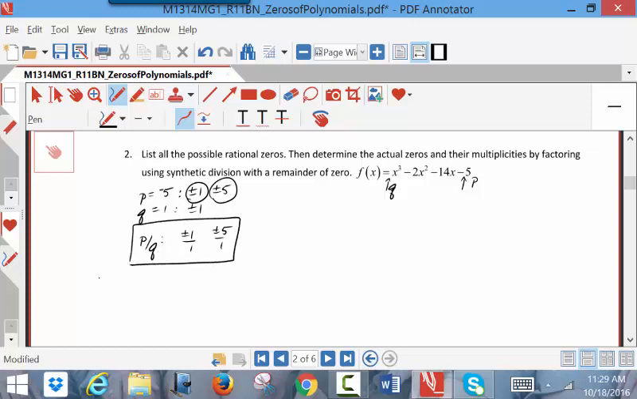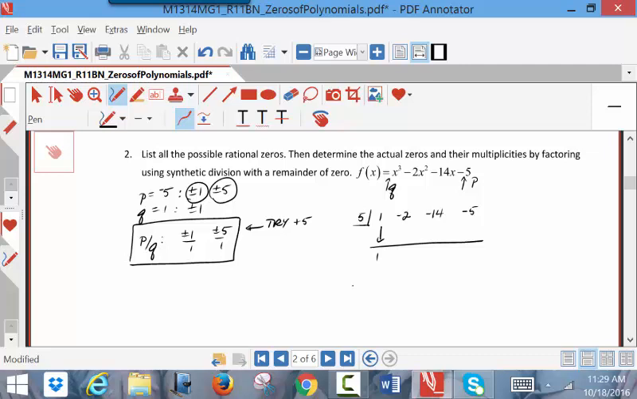Now normally I would distribute across the room and say each row pick one, to see which one of these is going to work so that I can put it into synthetic division. But for sake of time, let's try the positive 5 from that list. So here we go. 5 divides into 1x cubed, negative 2x squared, negative 14x, and negative 5. And remember, I want the remainder to be 0 because that permits me to factor.